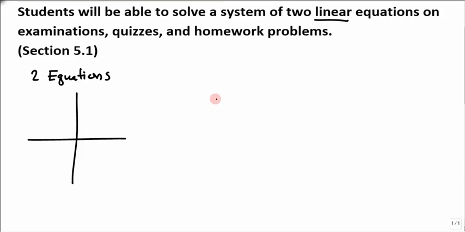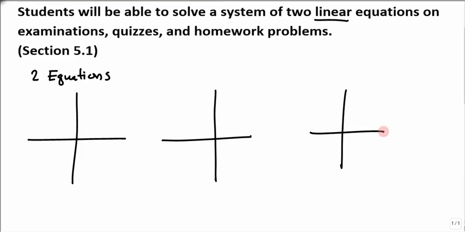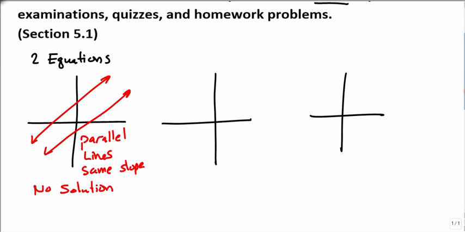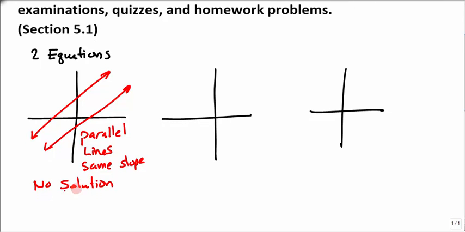So we have three situations that could occur. We could have two equations that never touch. These are called parallel lines. Parallel lines have the same slope, don't forget. And here we have zero solutions, or no solution to the system. The system is these two equations. And if we have no solution, this is called an inconsistent system. So that's one situation that we could have.